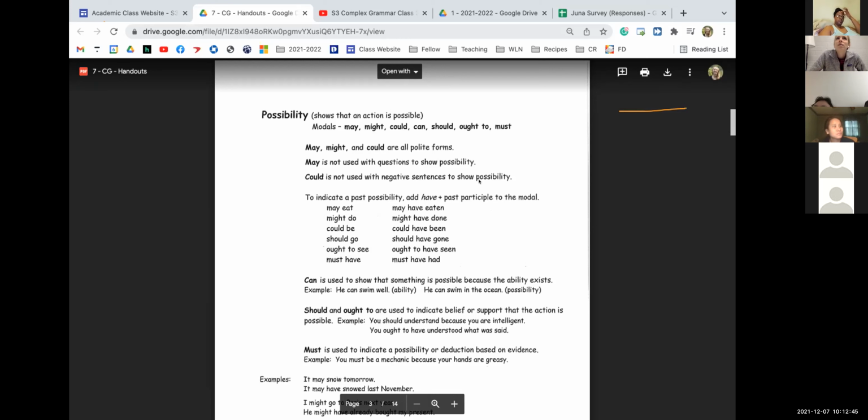Is it not a possibility if I say you couldn't go, because you are new, you couldn't go without me? Then is it not a matter of possibility? No, it is meant to show that it is so impossible that it has a different meaning.